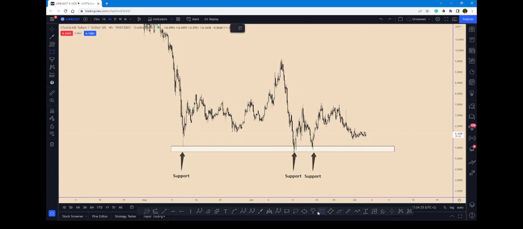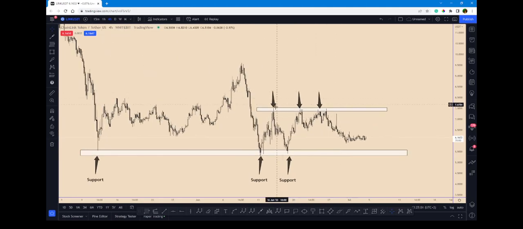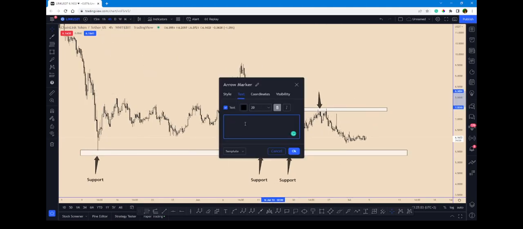But where is our resistance area here? Here I'm going to locate the first one. It will be our structure resistance, because on the 4-hour we can see that this zone was tested 1, 2, and also the third time the price moved lower. This is showing that price is facing very strong resistance at this moment.